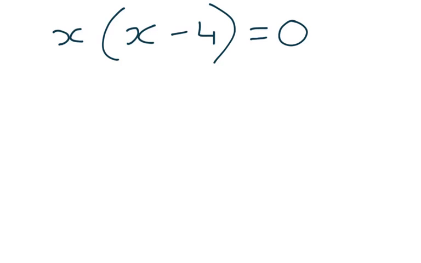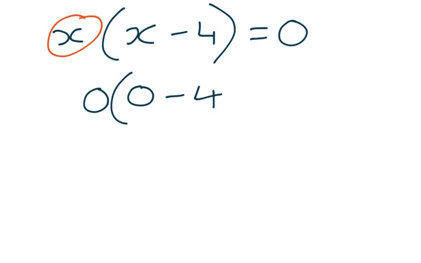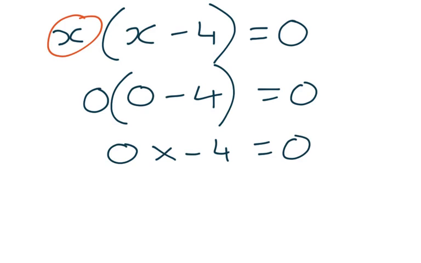So, for example, if we have something like this, we're going to have two solutions because the first x, so this one here, has to be 0 to make the whole equation 0. So if we denote that one as 0, the other x has to be 0 as well, we get 0 times -4, which is 0. Therefore, x equals 0 is one solution.